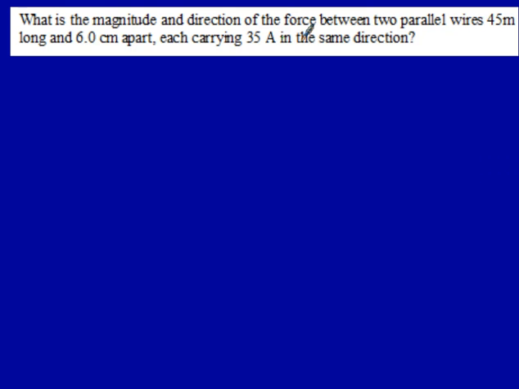What is the magnitude and direction of the force between two parallel wires that are 45 meters long and 6 centimeters apart, each carrying 35 amps of current in the same direction? So this one's a little bit goofier because rather than finding the magnetic force on just one particle, now we're finding the magnetic force on an entire wire. And they didn't tell us what the magnetic field is, so we've got to figure that out ourselves too.